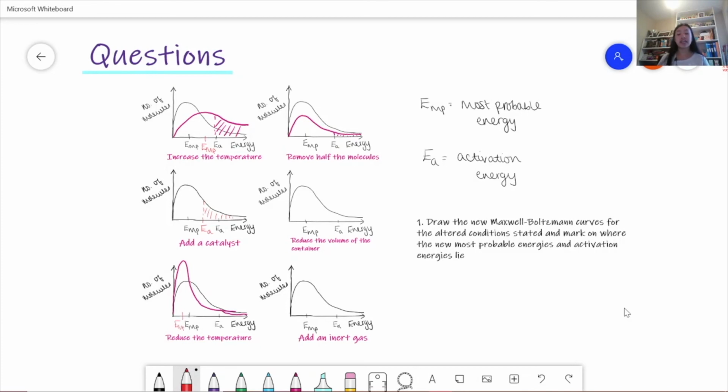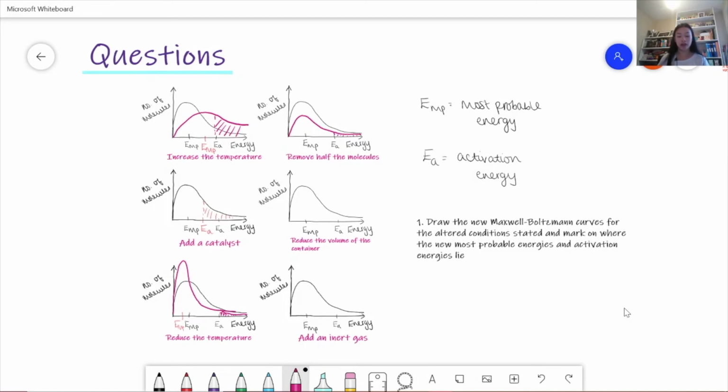But the activation energy has stayed the same. So that means that this area here is smaller than it was before, and that means that less of the particles have that activation energy required to successfully react.